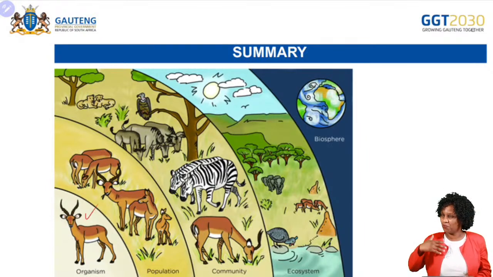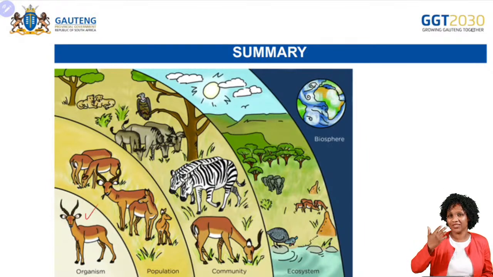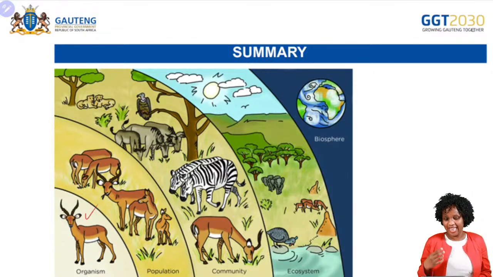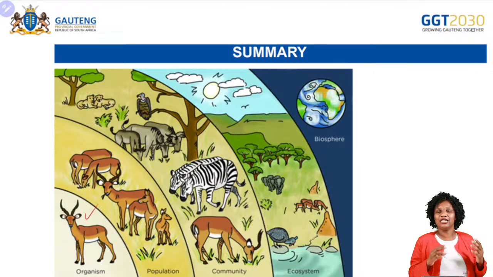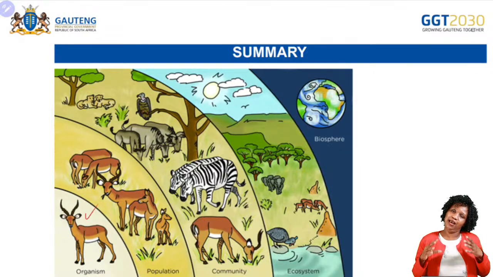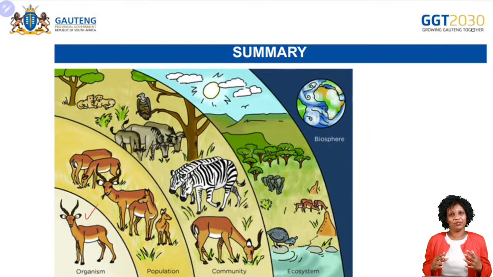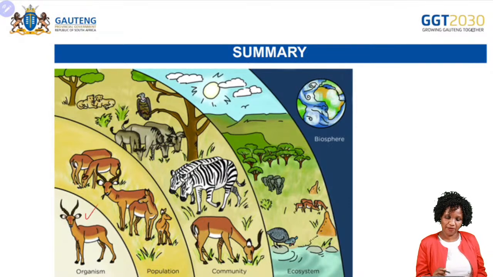And then they'll be reproducing. They'll be making young ones. And then we've got a what? We've got a community. When we are talking about a community, we are talking about different populations. When we say different populations, it means different animals, living in the same environment.